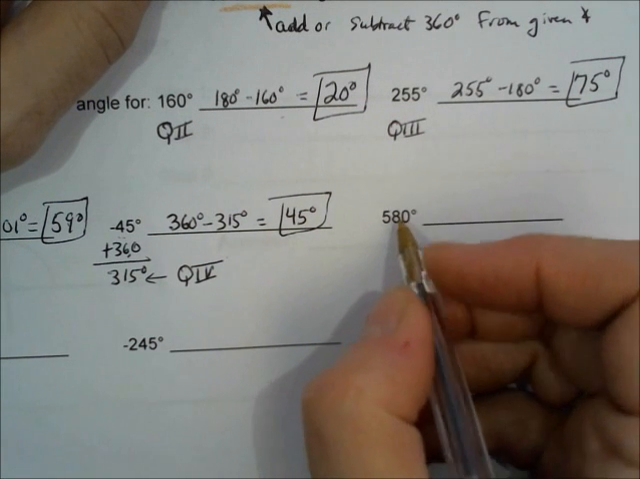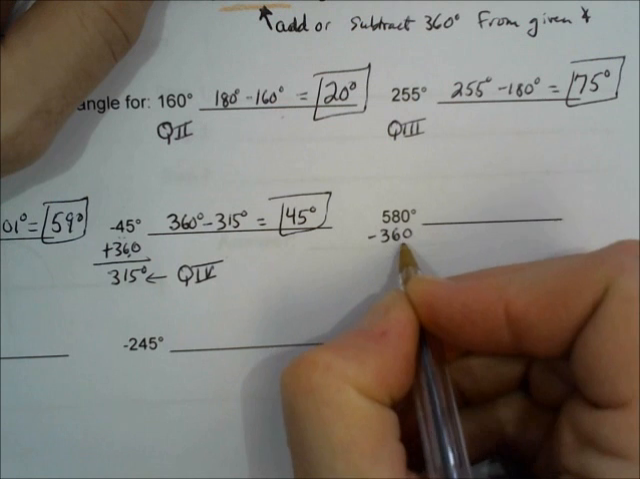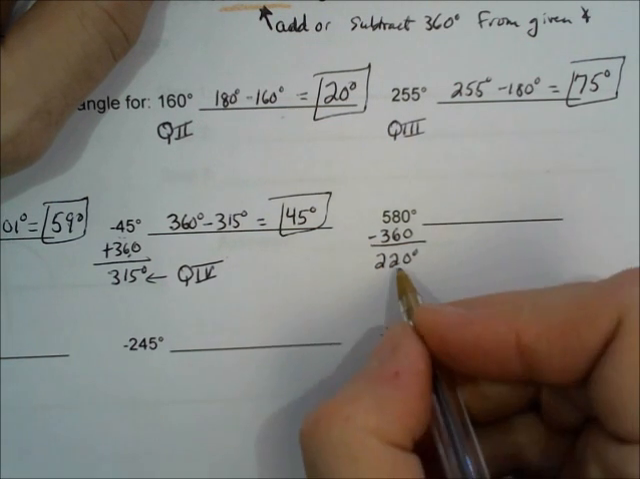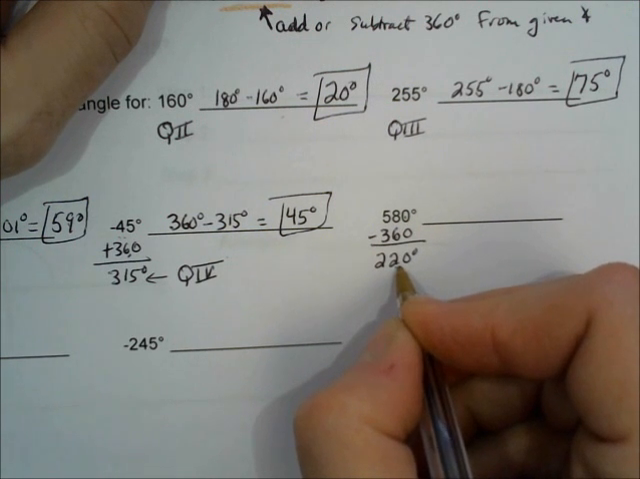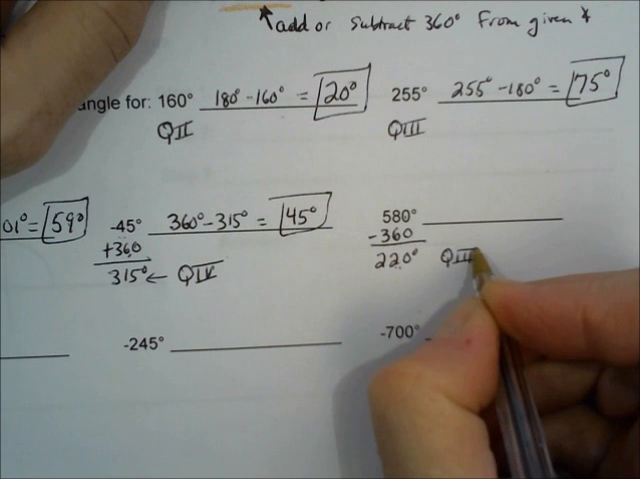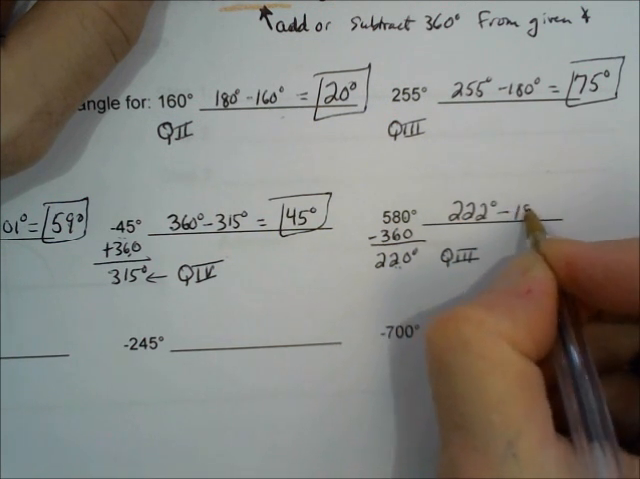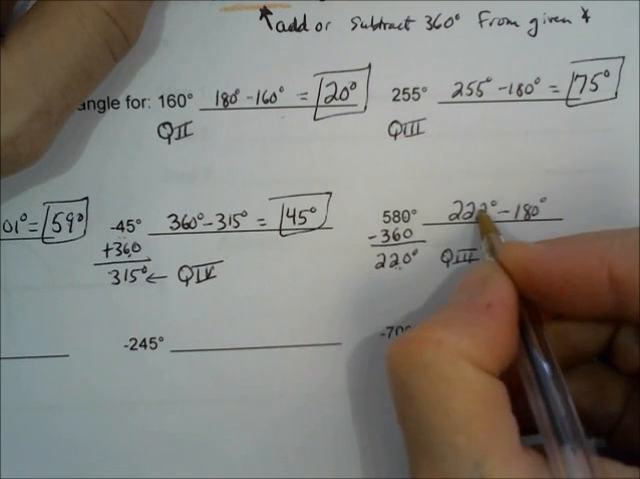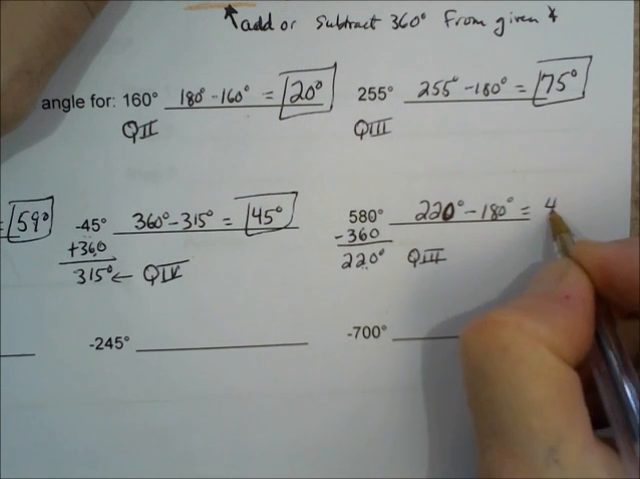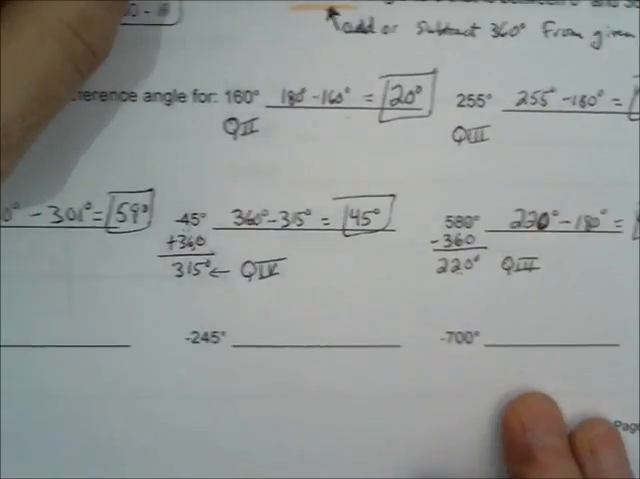This next angle, 580, that's too big. So for our coterminal angle, if you subtract 360 from it, you'll get 220 degrees. So coterminal to 580 is 220. 220 degrees is in quadrant 3, and in quadrant 3, you do the given angle, 220, minus 180. And 220 minus 180, I believe, is 40 degrees. So there's a 40-degree reference angle for 580.